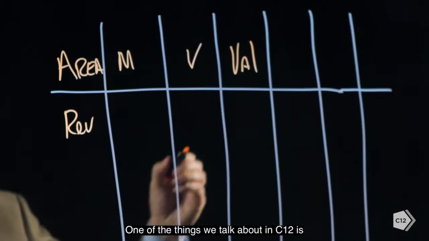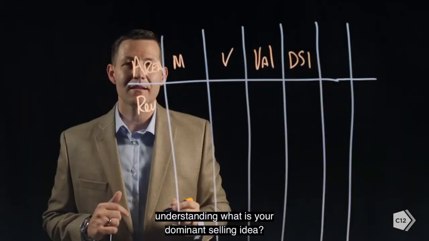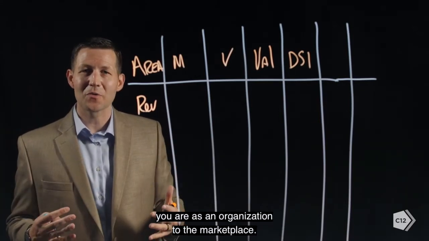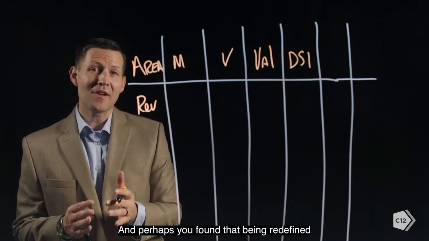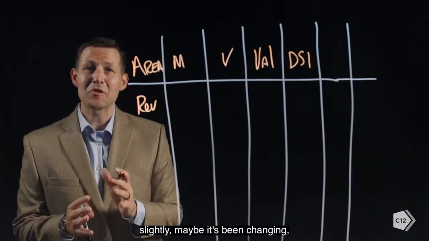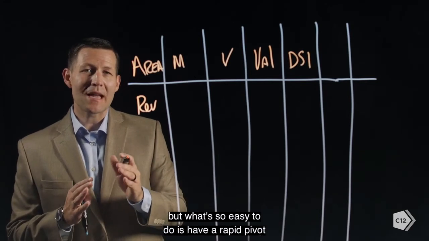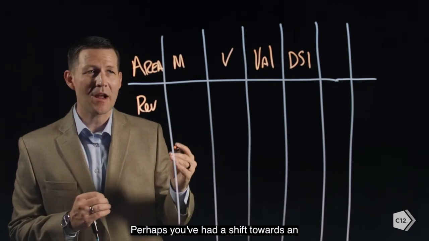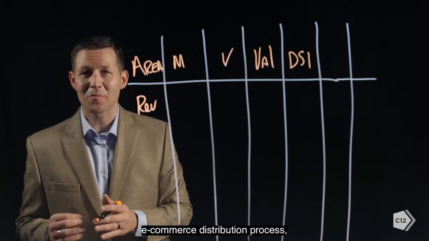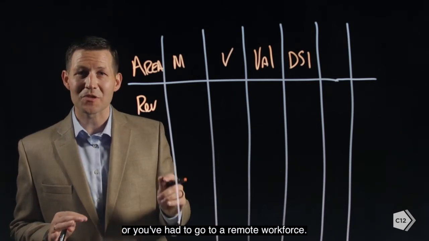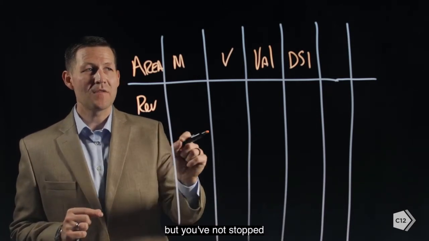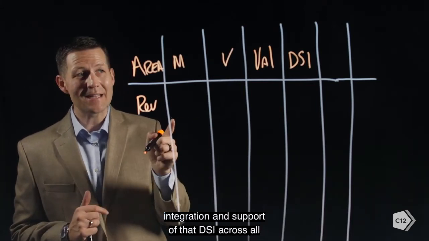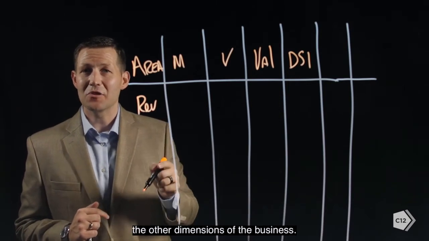One of the things we talk about in C12 is understanding what is your dominant selling idea, your essential value proposition, the unique way in which you bring all that you are as an organization to the marketplace. And perhaps you found that being redefined slightly. Maybe it's been changing. But what's so easy to do is have a rapid pivot for a part of the way you express your dominant selling idea, your DSI. Perhaps you've had to shift towards an e-commerce distribution process, or you've had to go to a remote workforce. And so one area may be forced, but you've not stopped and actually made sure that there's consistent integration and support of that DSI across all the other dimensions of the business.